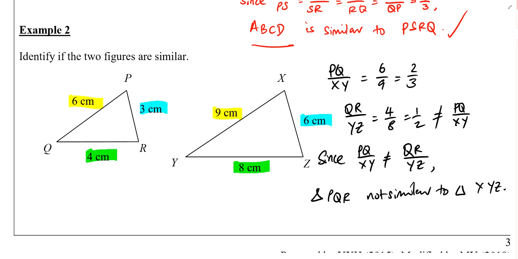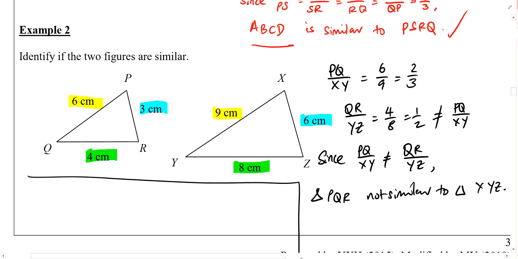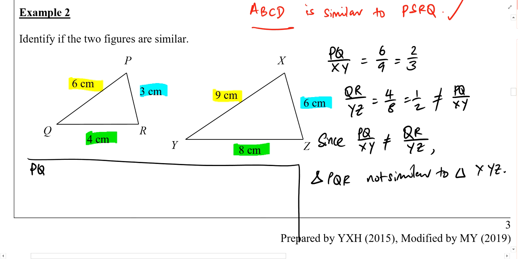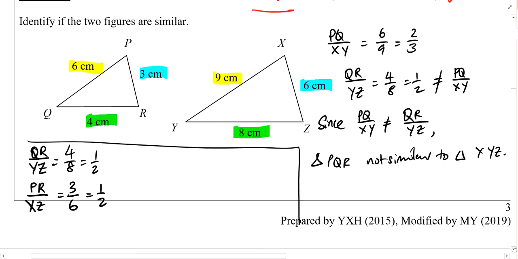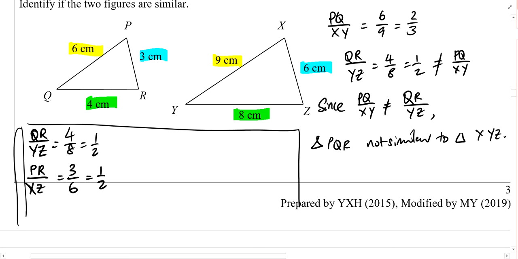Okay? So if you chose to do it this way, suppose you start with QR over YZ equals 4 over 8 equals half. Then you chose PR over XZ equals 3 over 6 equals half. Do you need to carry on to find the third one? If you did it this way, you chose these two sides first. Do you need to find the third side? Yes, you need to, because you must prove that all are the same to prove that they are similar, or you need to show that at least one is different, then they are not similar. So you must go on.